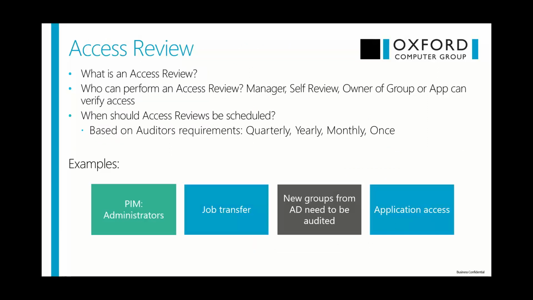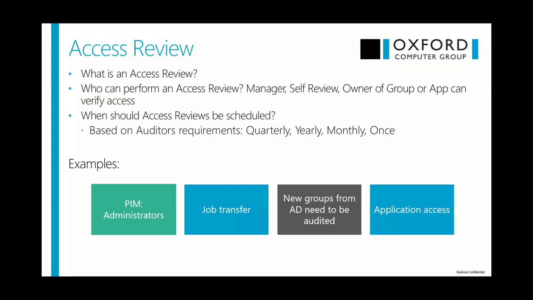Access reviews. So what is an access review? An access review is where we verify correct entitlements to the correct resources for an individual. And who can perform an access review? Well, inside of Azure IGA, we can have the manager do the access review. We can even set it up for self-review. We can set it up so the owner of a group or app can verify access.